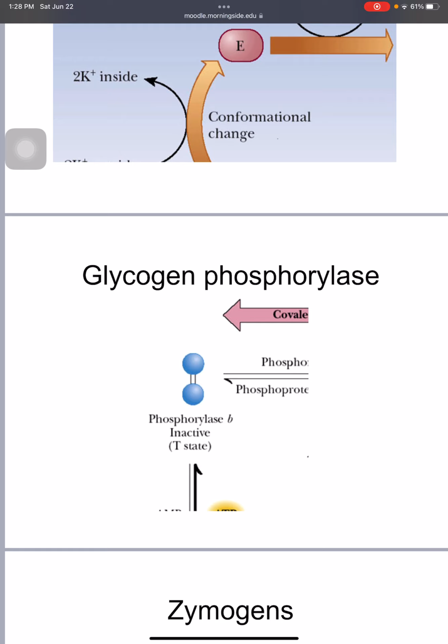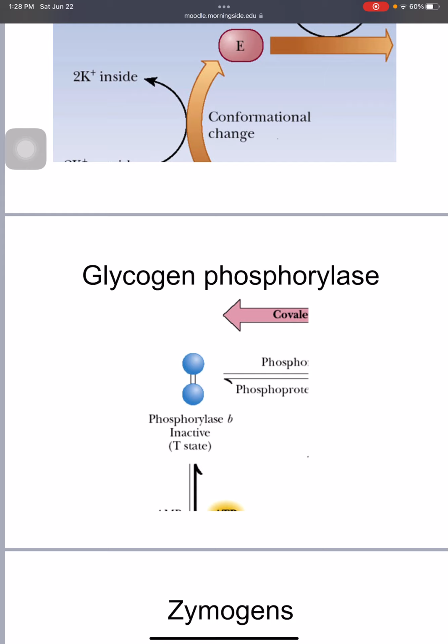Phosphorylase kinase, that's the one that adds phosphate to glycogen phosphorylase. And then, sorry, I'm trying to read this. Phosphoprotein phosphatase 1. That's the one that dephosphorylates glycogen phosphorylase into the B form. All right, so at the top here, both of these are inactive, right? Both of these are in the T state, right?